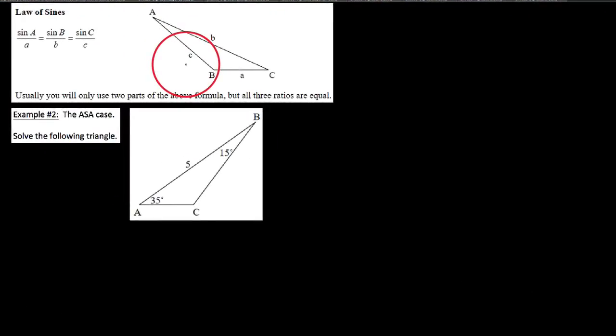Okay guys, in this video we're going to look at another example of solving an oblique triangle using the law of sines, and in this particular instance we're going to look at what we refer to as the angle side angle case. That is to say, when you look at your triangle here, we have two angles and the included side between them. As long as we know two angles and the included side, we want to solve this.